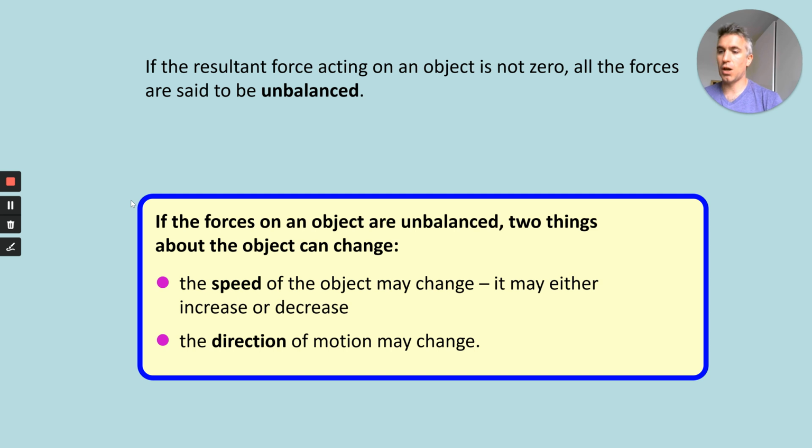It could be traveling along, and then a nudge on the side causes it to suddenly go sideways, like a bird flying through the air, and then all of a sudden a gust of wind comes along from the west, causing the bird to start veering off in a different direction. So if the forces are unbalanced, two things can occur. You either change direction, or you change your speed. Another thing to note down. Pause, write it down.